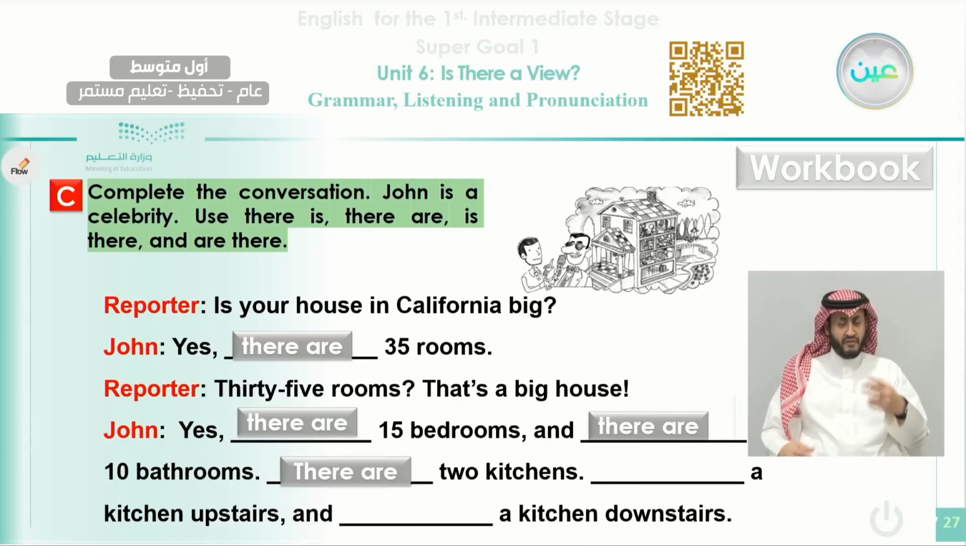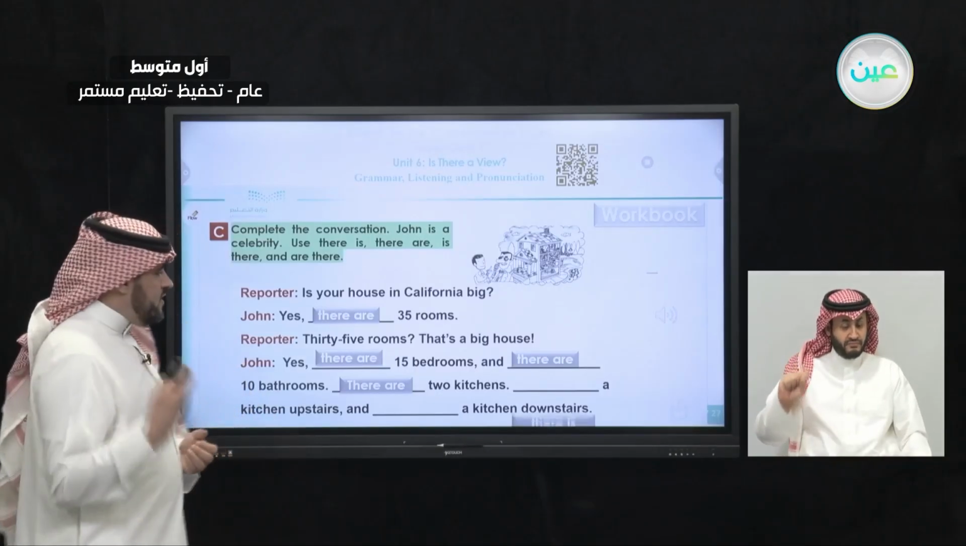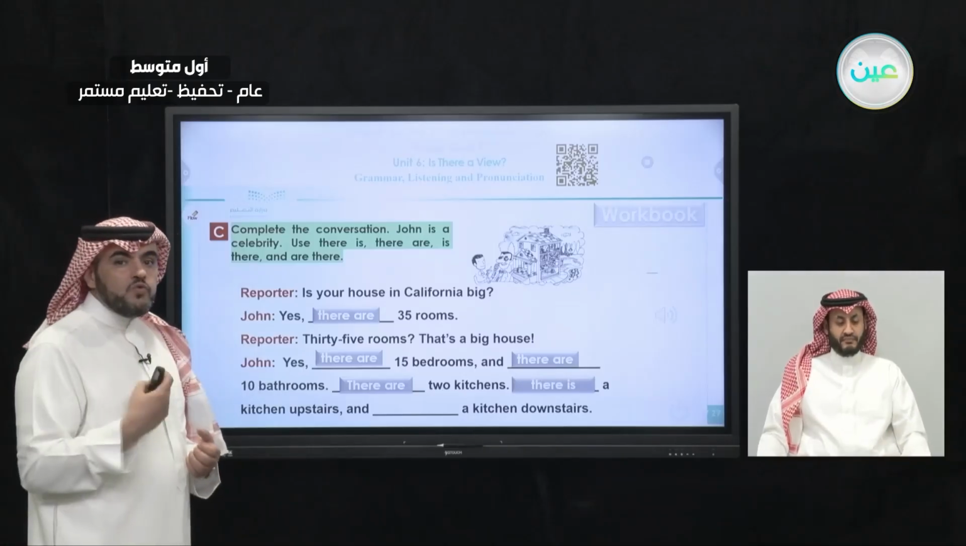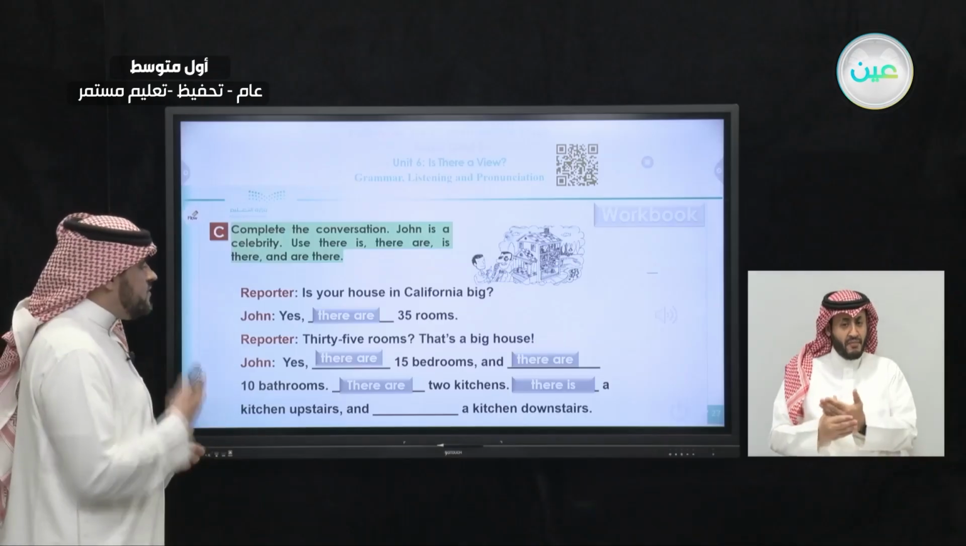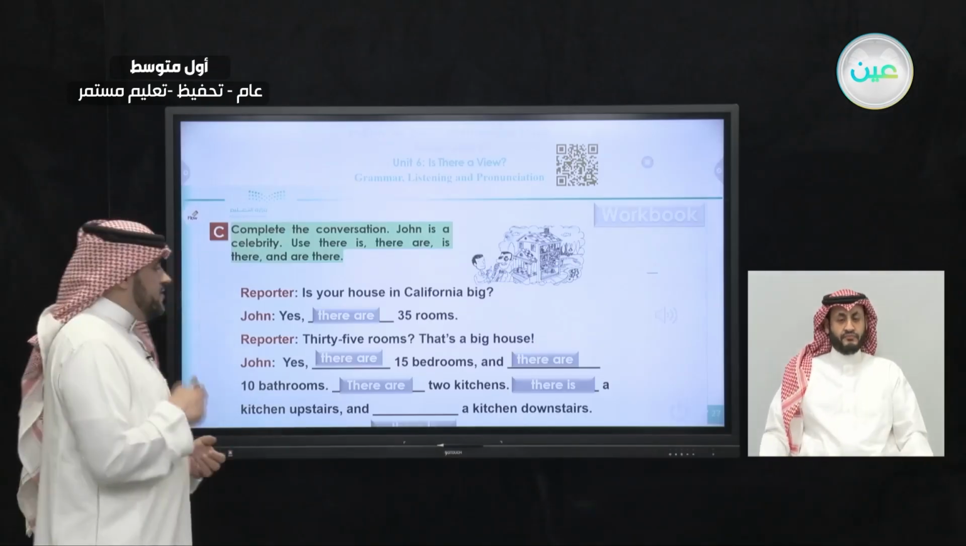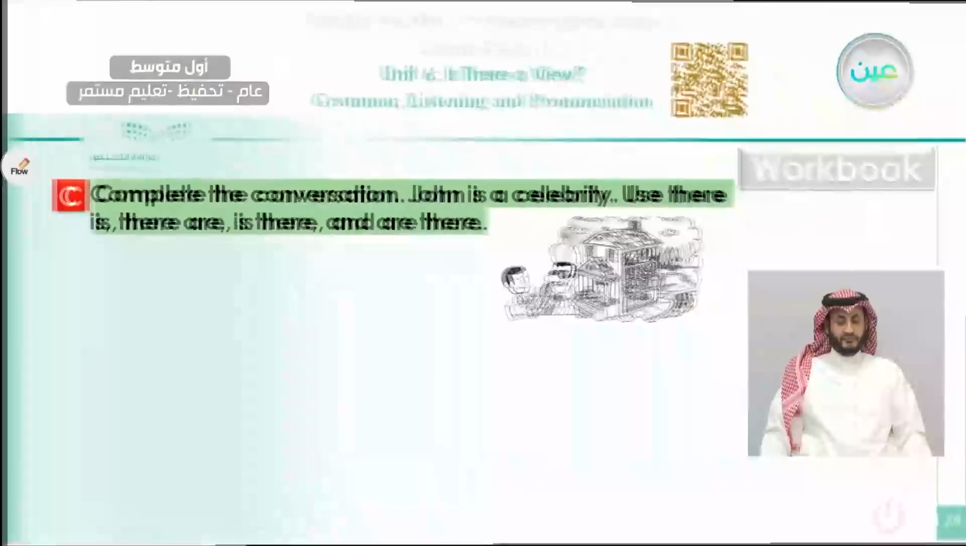Okay, we talk about a kitchen, 1 kitchen here. Do we say there are or there is? We say there is, because we are talking about 1. And here, and a kitchen downstairs. So 1 kitchen is upstairs and 1 is downstairs. Do we write there is or there are? There is, because we are talking about 1 kitchen. Okay, so there is 1 kitchen.